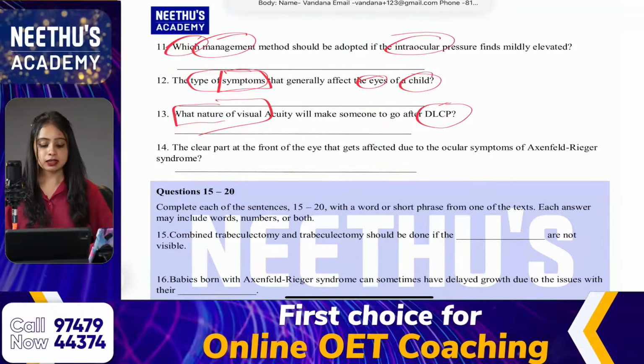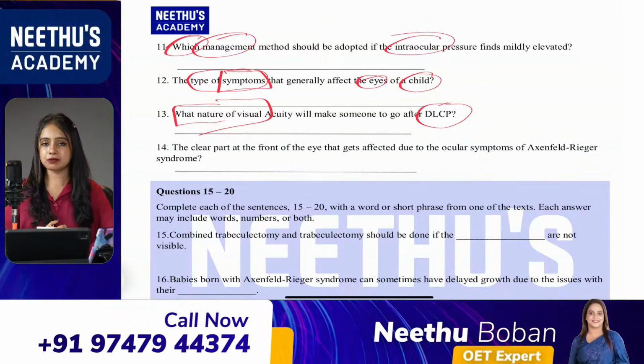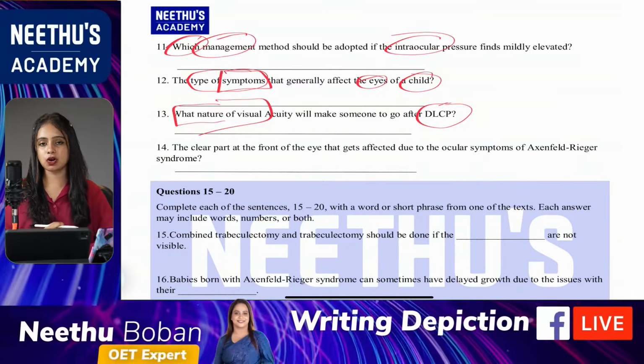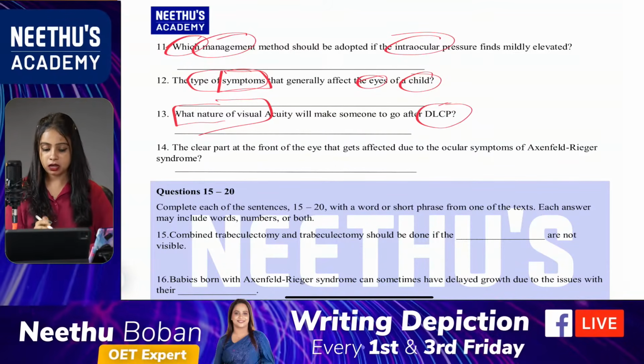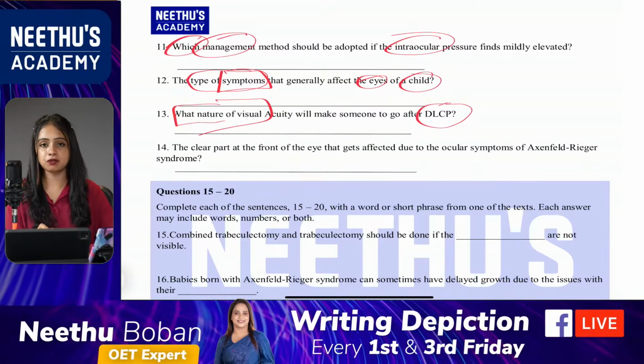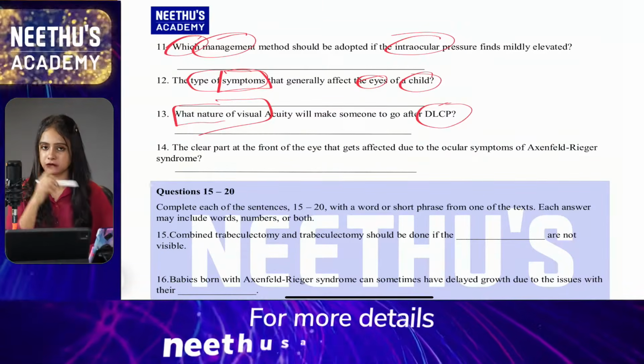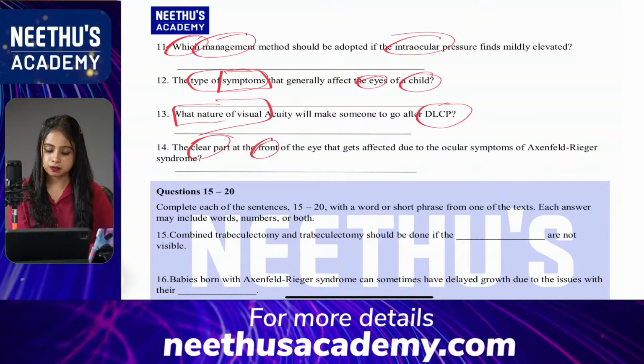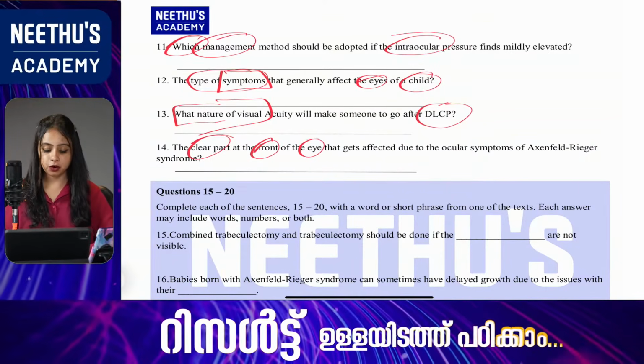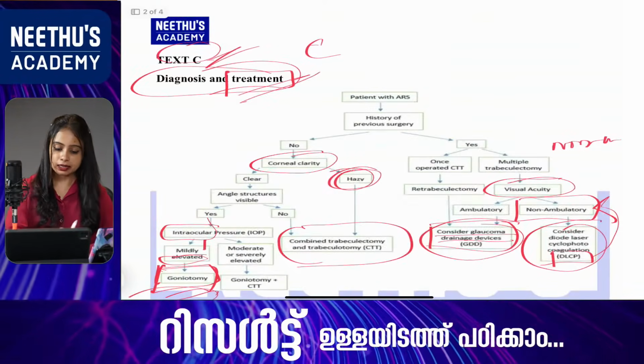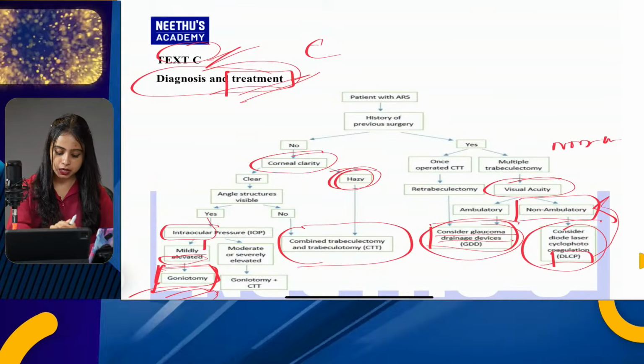Then the 14th one. The clear part of the front of the eye that gets affected due to the ocular symptoms of Axenfeld-Rieger syndrome. The clear part at the front of the eye. So what is the name of the clear part at the front of the eye? Okay, what is your answer? The 14th one, and that should be from text B.